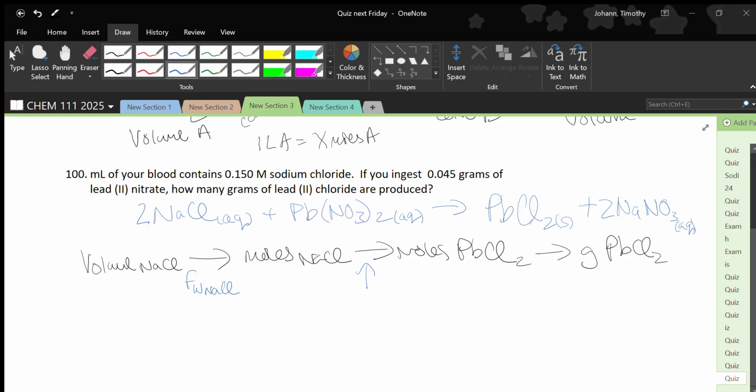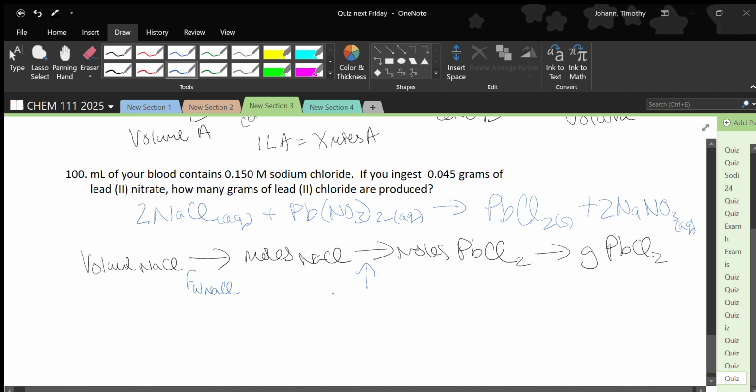2 to 1, right? 2 moles sodium chloride equals 1 mole lead chloride. All right, and then here to go from moles of lead chloride to grams of lead chloride, I'm going to need the formula weight of lead chloride. All right, anybody get the sodium chloride formula weight for me? 58.44 grams of sodium chloride is equal to 1 mole of sodium chloride.